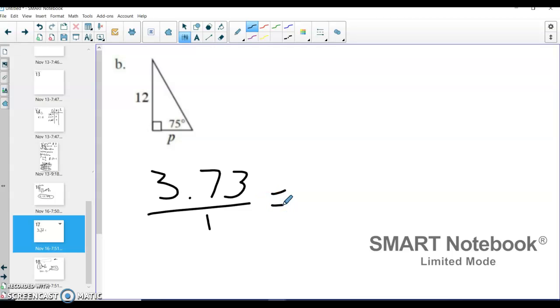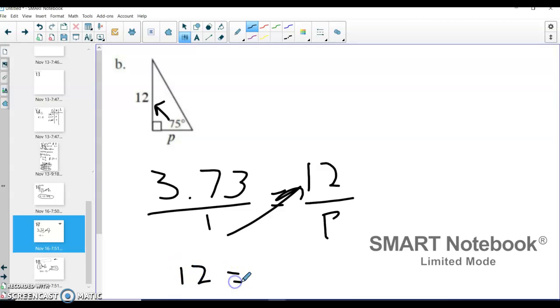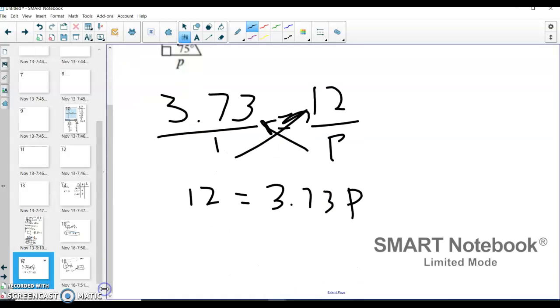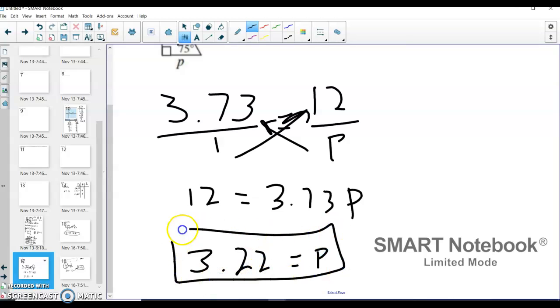Set it equal to the rise over the run. Since 12 is across from the 75, that's my rise. So I got 12 over p. 1 times 12 is 12. P times 3.73 is 3.73p. Divide both sides by 3.73. So 12 divided by 3.73 gives me 3.22 as my side length there for p.